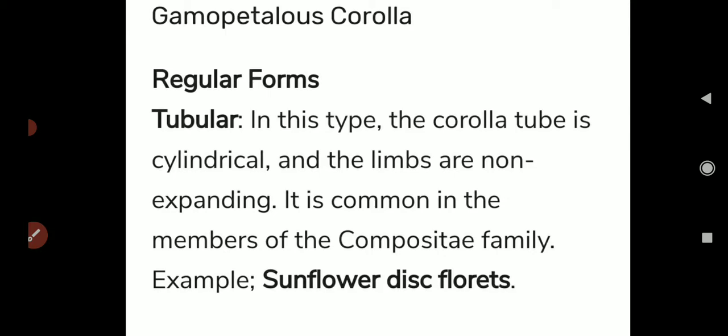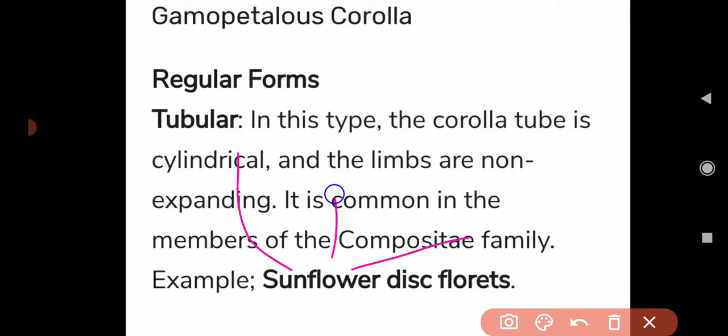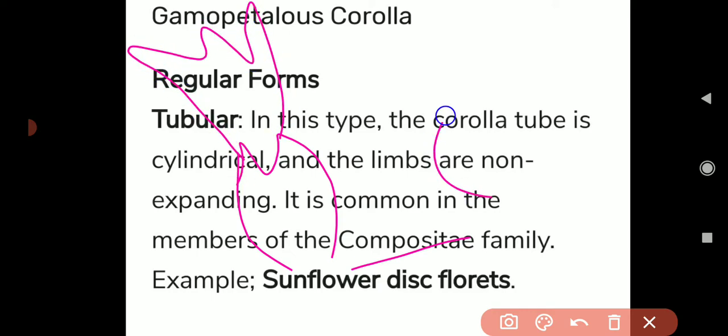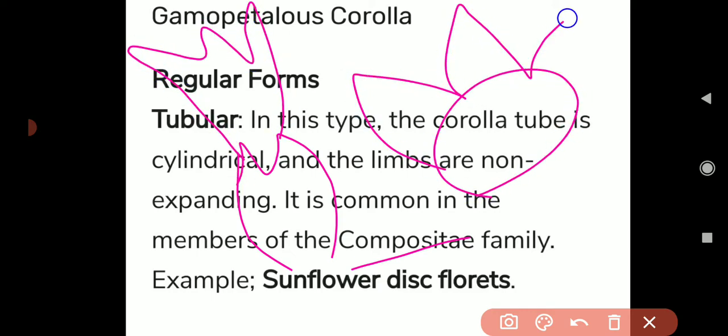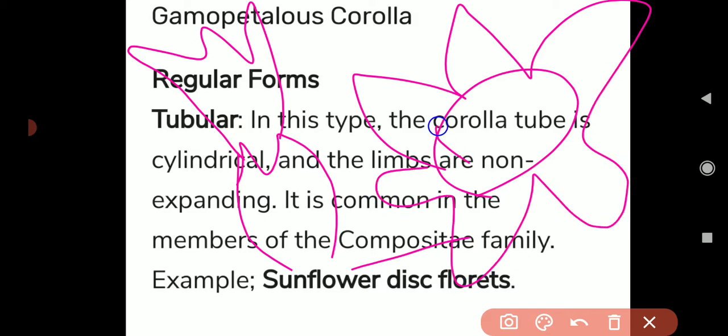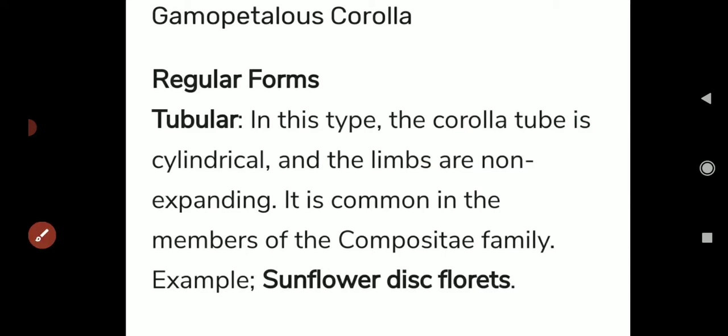Then the tubular one is when the corolla tube is cylindrical, okay, and the limbs don't expand. It is found in your sunflower family, that is the Compositae family, okay. So again I am reminding you, it is like a tube like this. Remember the disc floret and the ray florets? If you look at the disc floret, the small flowers inside, it is like a tube, okay, done.